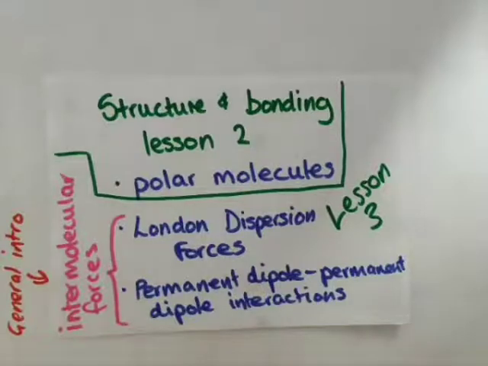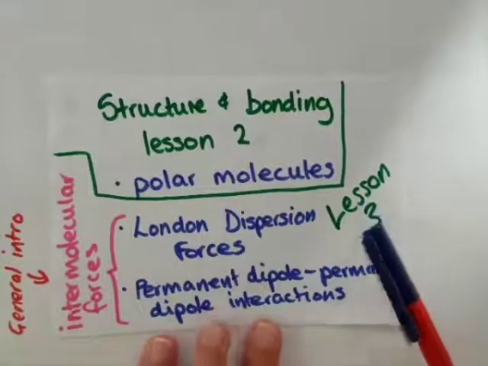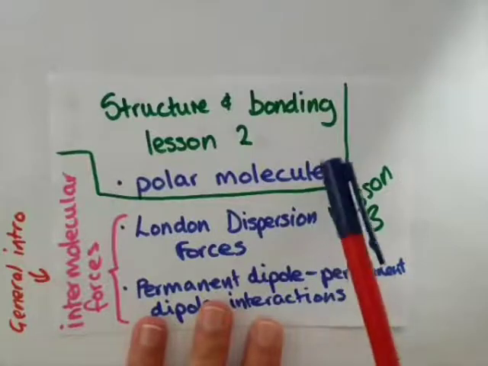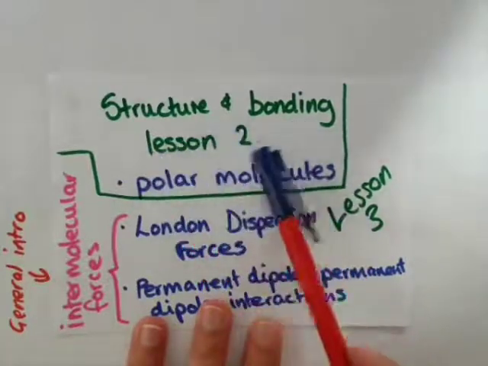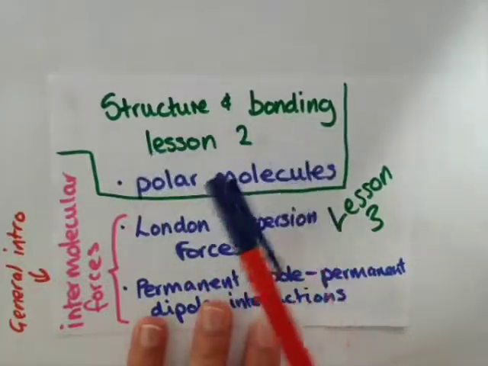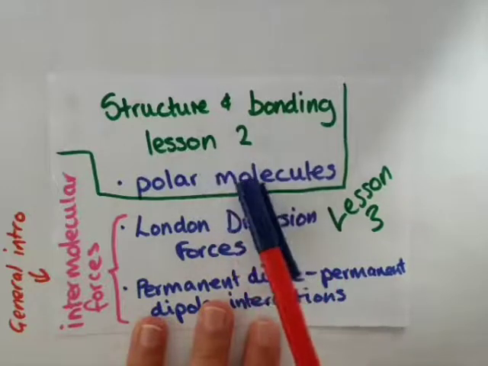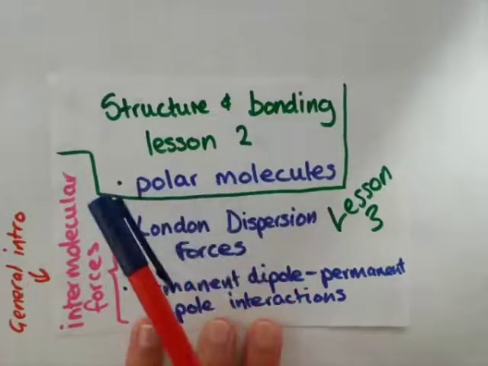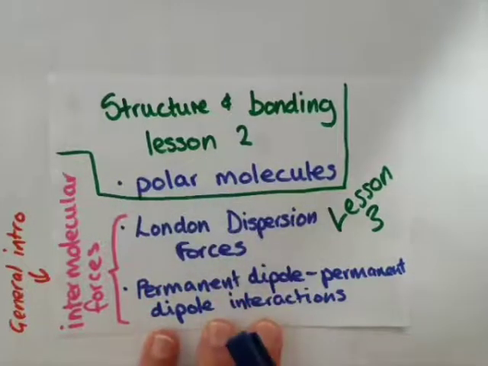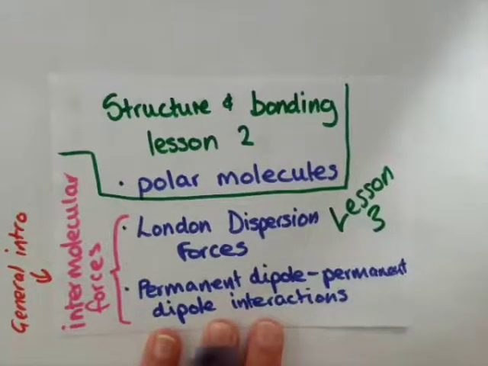Okay everyone, so this is actually lesson 3 of structure and bonding. I decided that it would be too much to put in one lesson to cover all of these things. So in the previous lesson, lesson 2, we looked at polar molecules, how to determine whether a molecule is polar or non-polar overall. And in this lesson, we're going to begin looking at intermolecular forces.